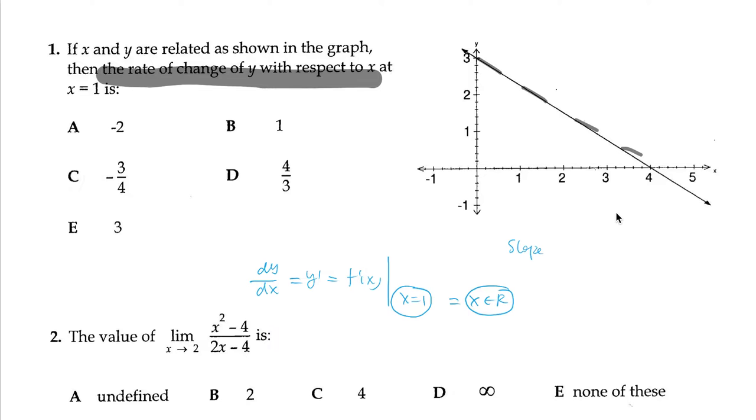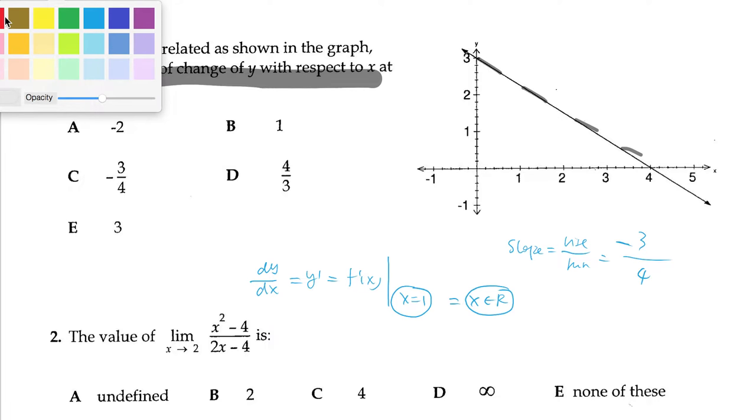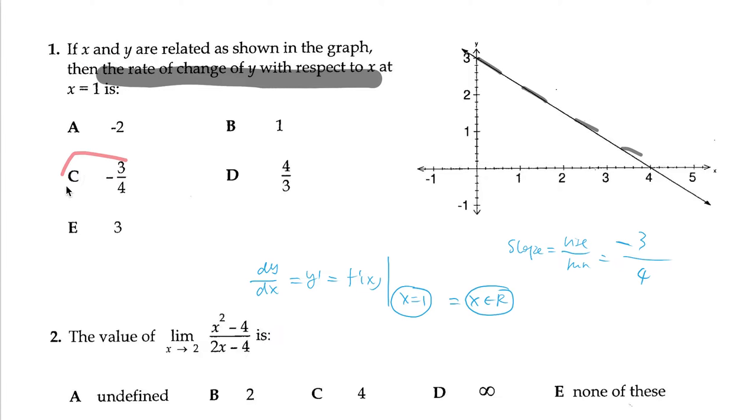So the slope is equal to rise over run. The rise is 3, run is 4. Okay, but don't forget this line is decreasing, so don't forget the negative sign here. So the answer is C, minus 3 over 4.